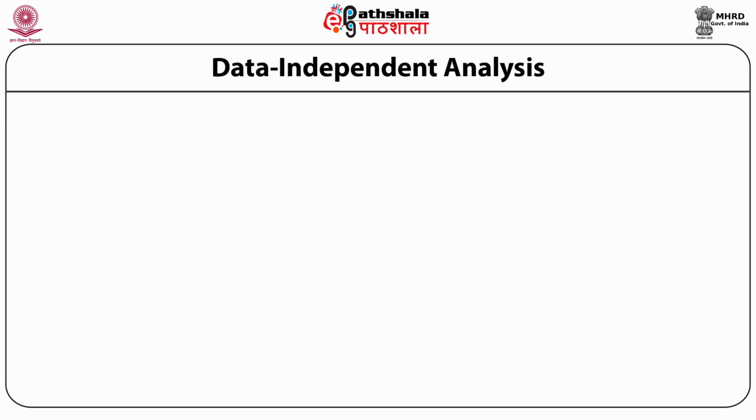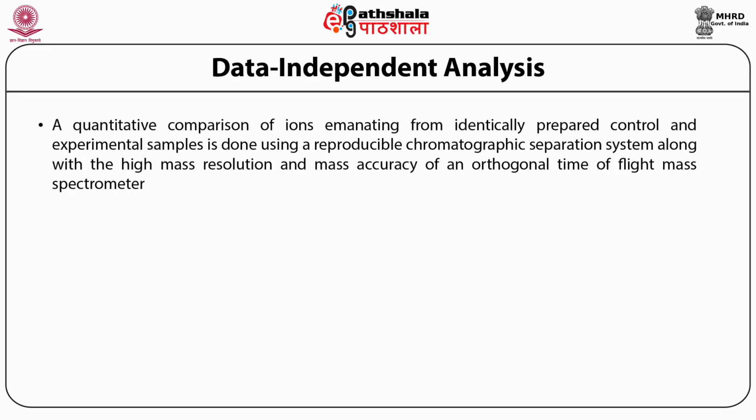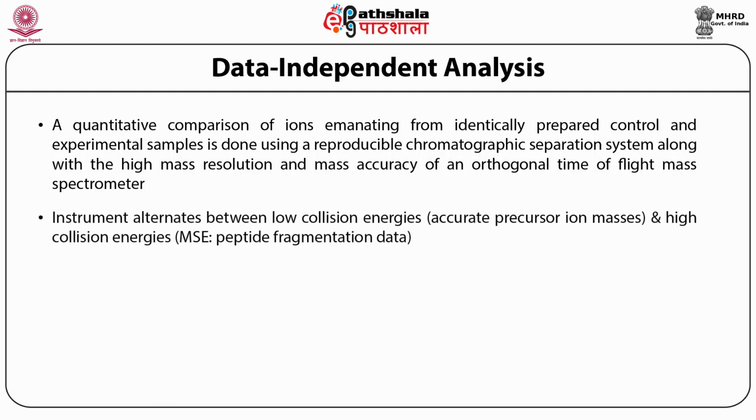Data independent analysis. This involves a quantitative comparison of ions emanating from identically prepared control and experimental samples, done using a reproducible chromatographic separation system along with the high mass resolution and mass accuracy of an orthogonal time of flight mass spectrometer. The instrument alternates between low collision energies, which is for accurate precursor ion masses, and high collision energies, which is for the peptide fragmentation data.